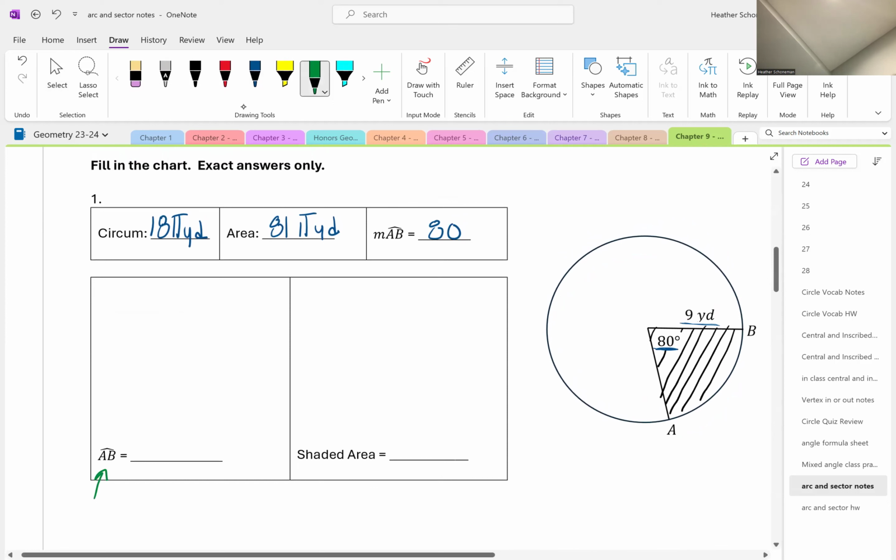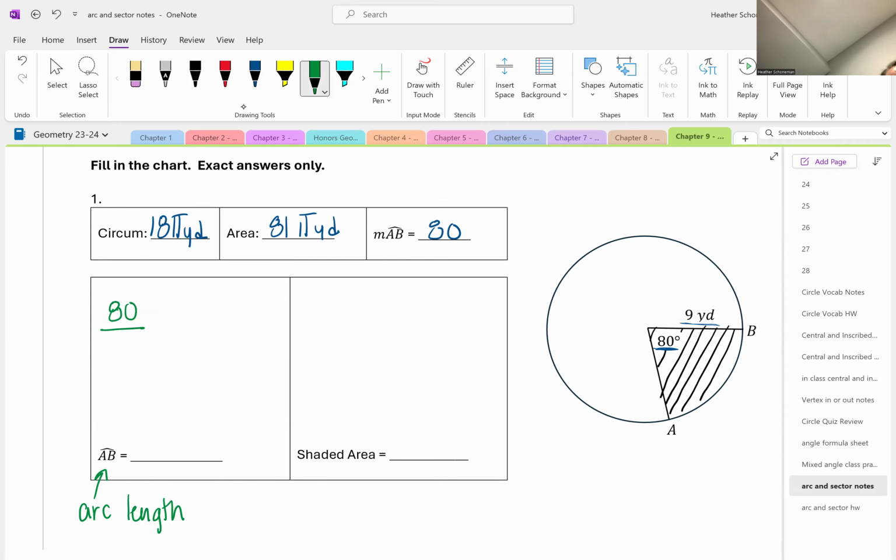This first one with no M in front of it, they're asking for the arc length. And so we're going to do the degree, which is 80, over 360 times the circumference, which is 18 pi. Now normally you multiply straight across the top and straight across the bottom, which is what we are going to do, but we're not going to do that until we reduce first.